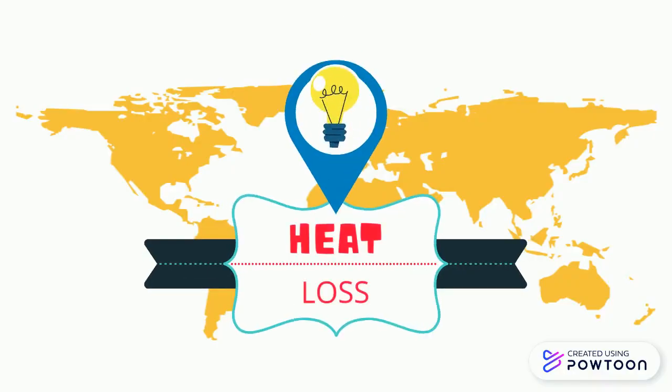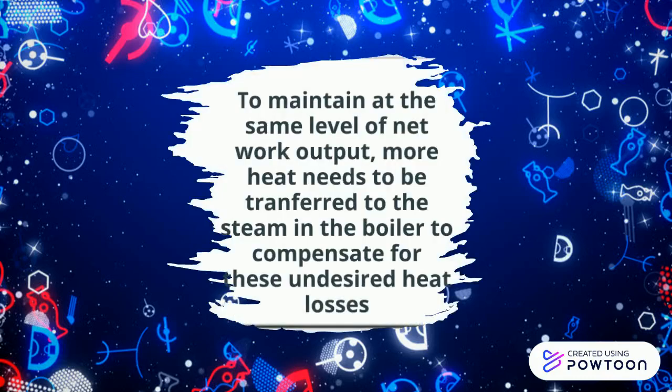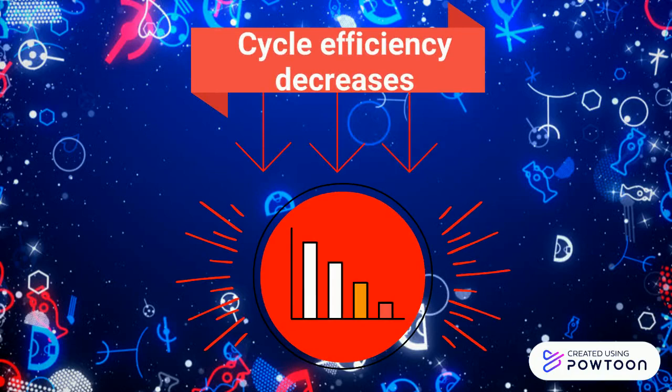Further, the second common source of irreversibility is heat loss to the surroundings. To maintain the same level of net work output, more heat needs to be transferred to the steam in the boiler to compensate for these undesired heat losses. As a result, cycle efficiency is decreased.